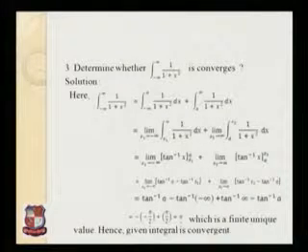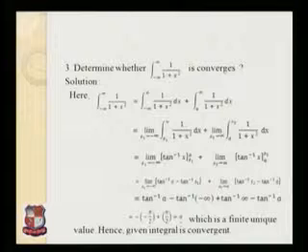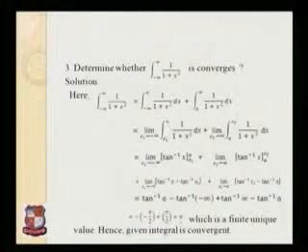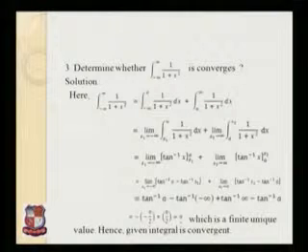So the first term is tan inverse of a, and the last term is minus tan inverse of a, so they will cancel. Remaining is minus tan inverse of minus infinity plus tan inverse of infinity. But tan inverse of minus infinity is minus pi by 2 and tan inverse of infinity is plus pi by 2. So the sum is pi, which is a finite unique number, hence the given integral is convergent.